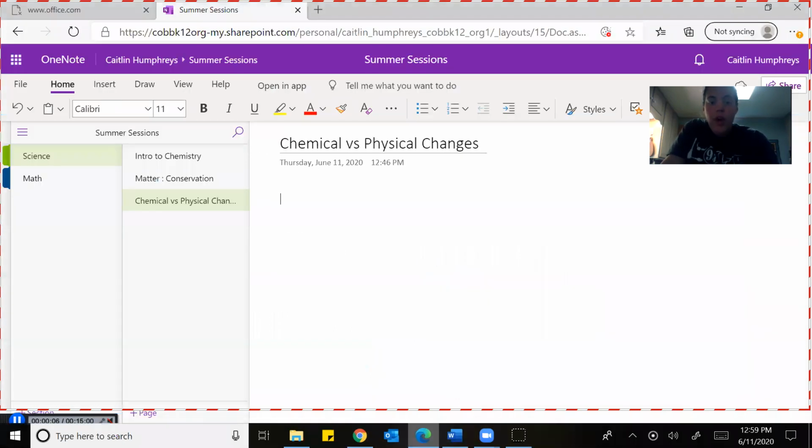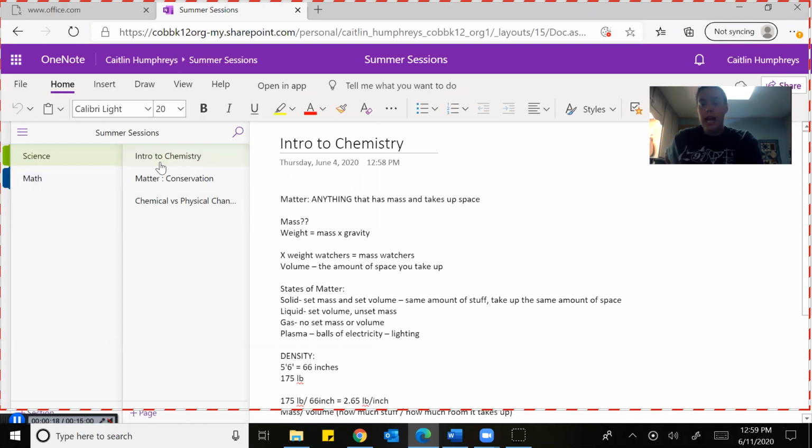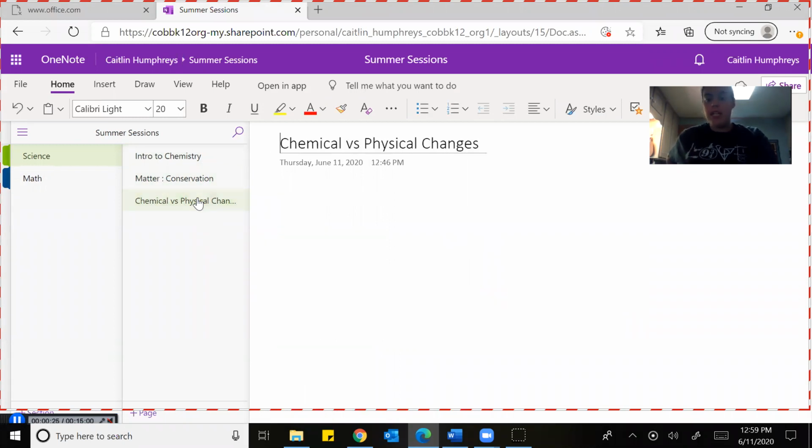But we are back in the Ms. H summer sessions notebook that you have access to, both the science and the math section. You'll notice in science we have the intro to chemistry that we did last Thursday, as well as the beginning of the conservation of matter. Today we will be discussing chemical and physical changes. And I was super excited to come home to do this because we have plenty of supplies and experiments to do that I hope you will recreate at home. Some fun summer learning, but also maybe you'll get ice cream out of it.